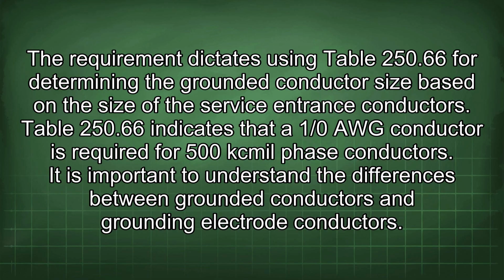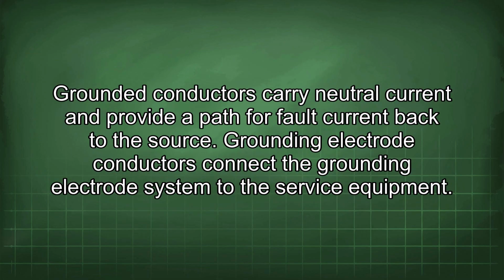Table 250.66 indicates that a 1/0 AWG conductor is required for 500 kcmil phase conductors. It is important to understand the differences between grounded conductors and grounding electrode conductors. Grounded conductors carry neutral current and provide a path for fault current back to the source. Grounding electrode conductors connect the grounding electrode system to the service equipment.